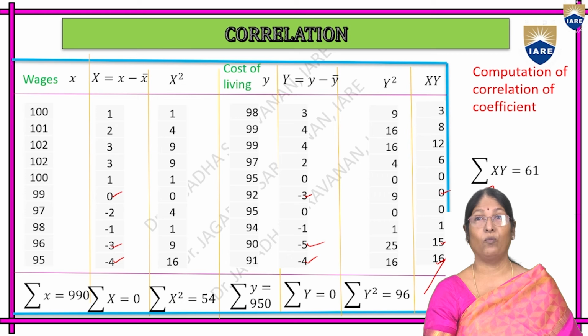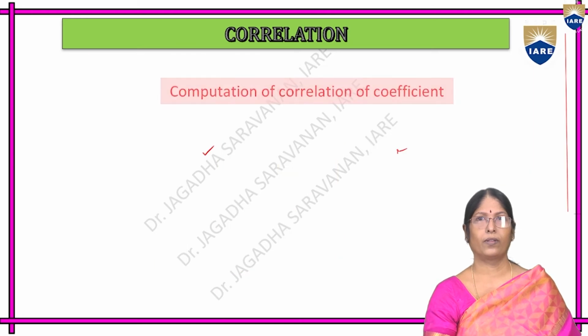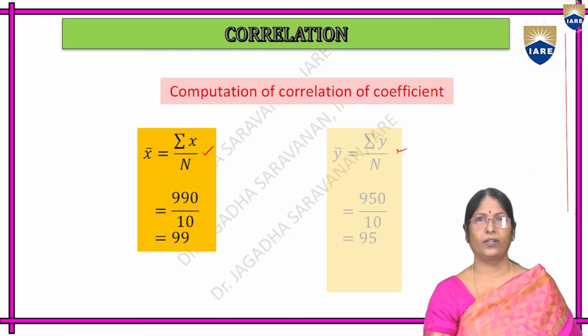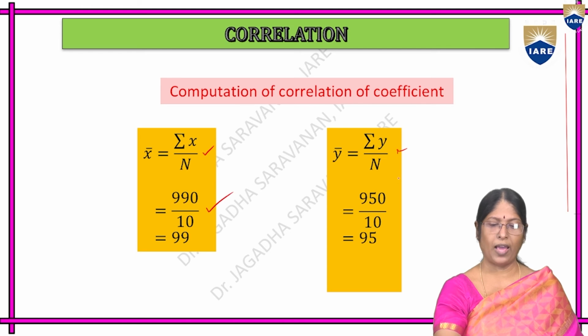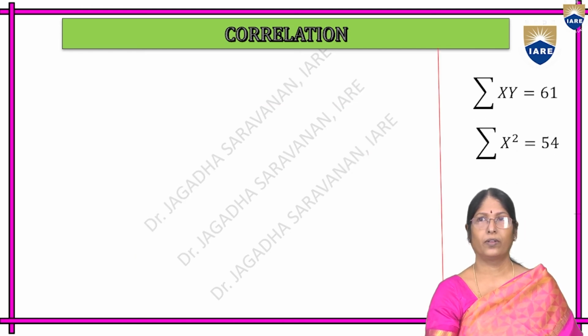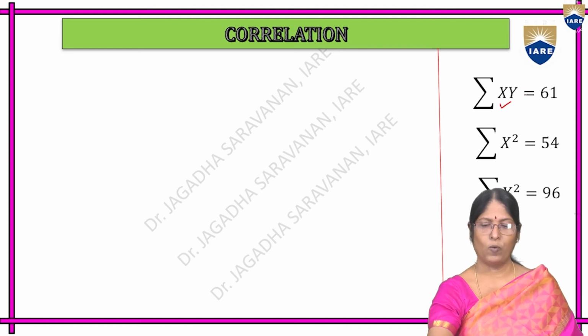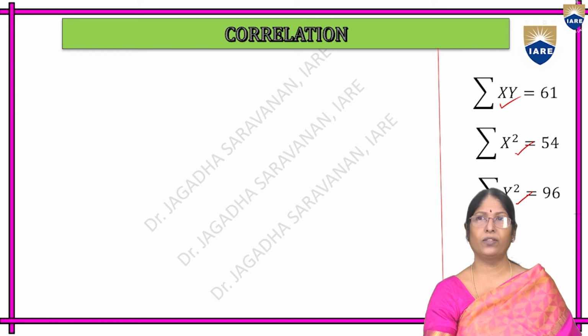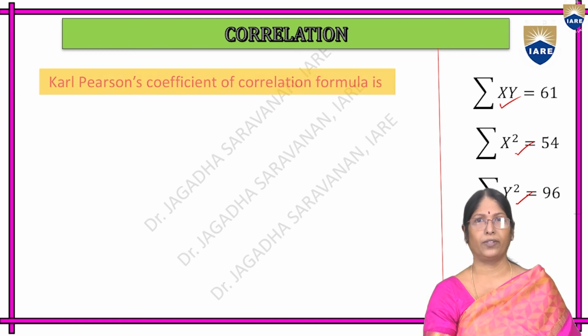All the values we found, we are going to substitute in the formula. This I actually explained before in hand. So what values did we get to substitute in the formula? As written here, summation XY equals 61, summation X square equals 54, summation Y square equals 96.